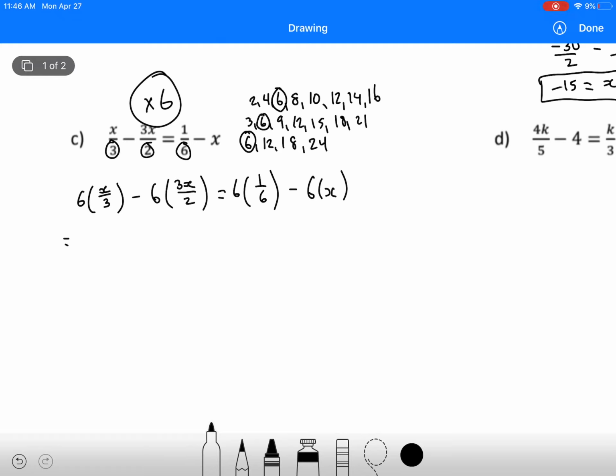All right, this should be a lot better to work with. Now let's solve. What I'm going to do is move the 6x to the left, and then solve. So this will be 2x minus 9x plus 6x is equal to 1.